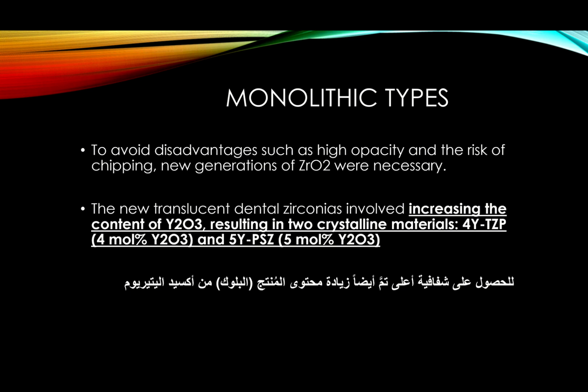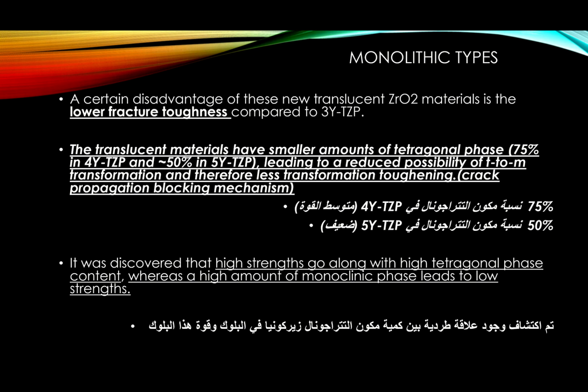But since you wanted more translucency, you increase the content of yttrium oxide, resulting in two crystalline materials, which are 4 yttrium and 5 yttrium, and we're going to discuss the difference between both. Now, pretty much, the translucent materials have a smaller amount of tetragonal phase, 75% in 4 yttrium and 50% in 5 yttrium, leading to reduced possibility of tetragonal to monoclinic transformation, which is toughening transformation. We were going to talk about that.